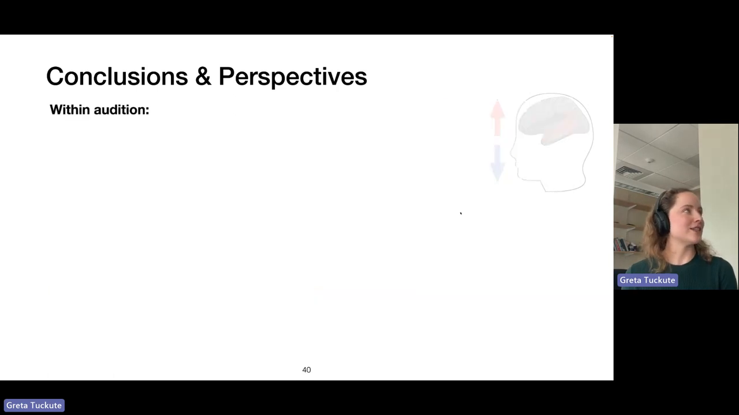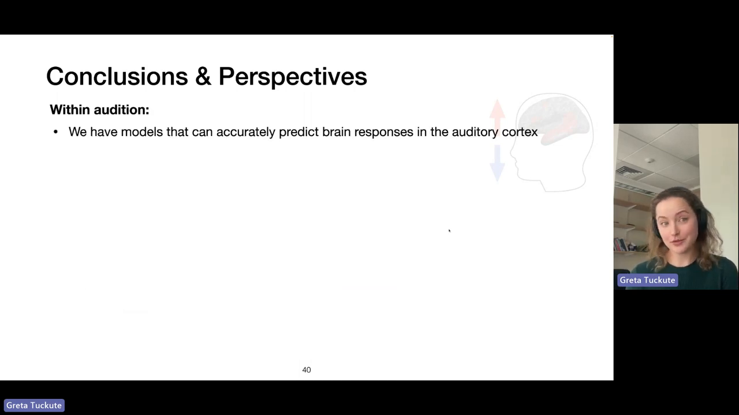And I just want to finalize with this perspective slide: within audition, we have deep neural network models that can accurately predict brain responses in the auditory cortex. And a couple of studies have shown this over the last few years.